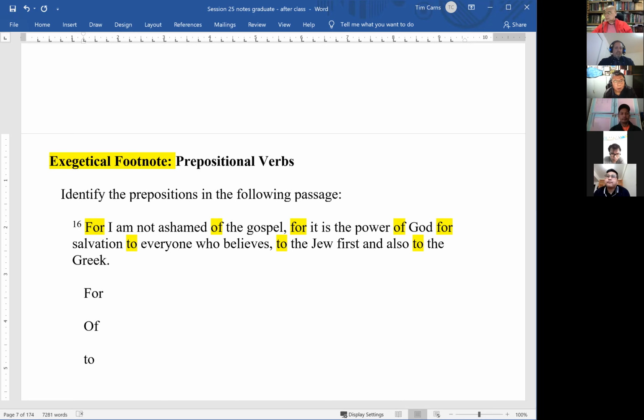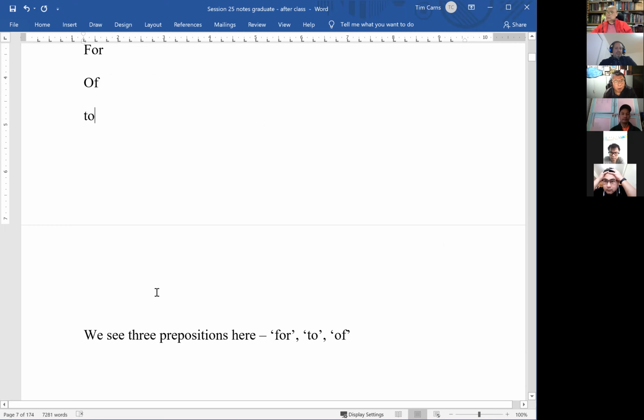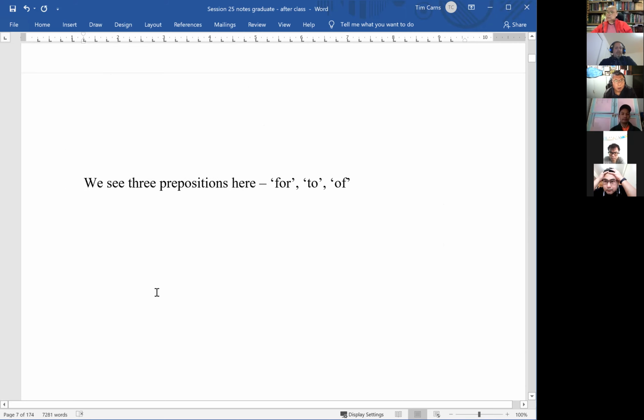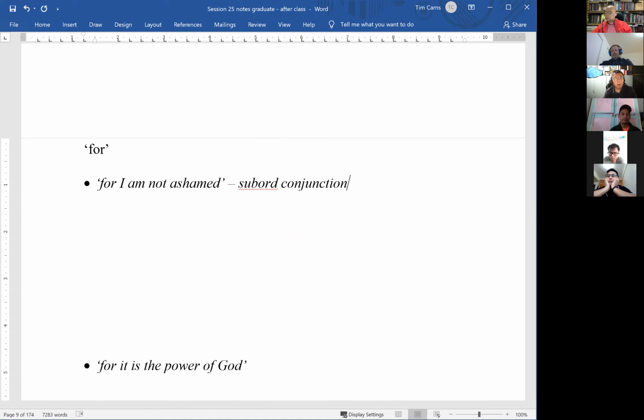Okay, so let's just take a look at each of these. Let's look at the preposition for that we see here, right? For I am not ashamed. So I already mentioned that. For is functioning as a subordinating conjunction here. If you remember, we talked about that years and years ago, it seems like. All right, so again, a subordinating conjunction introduces a dependent clause.